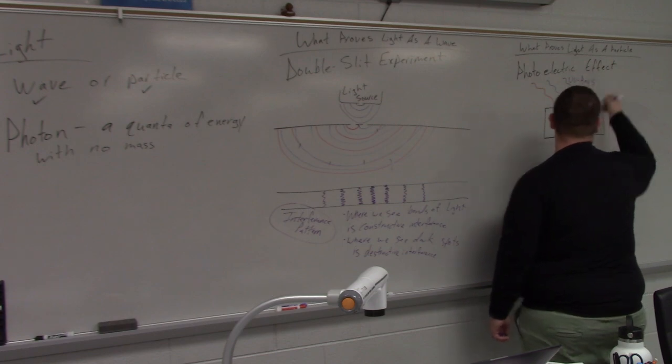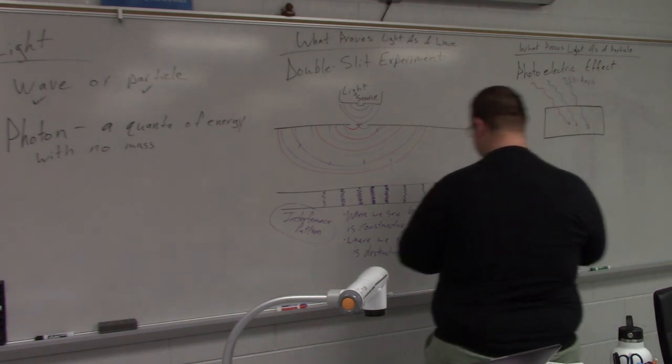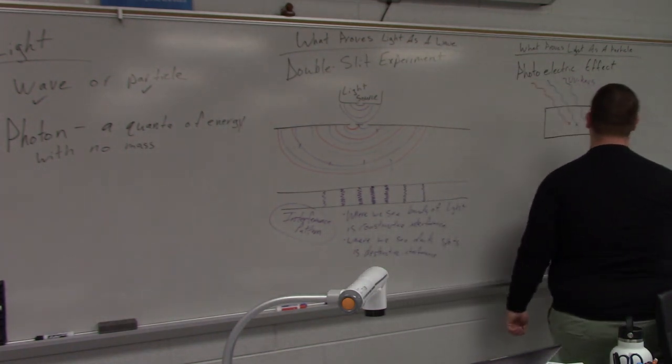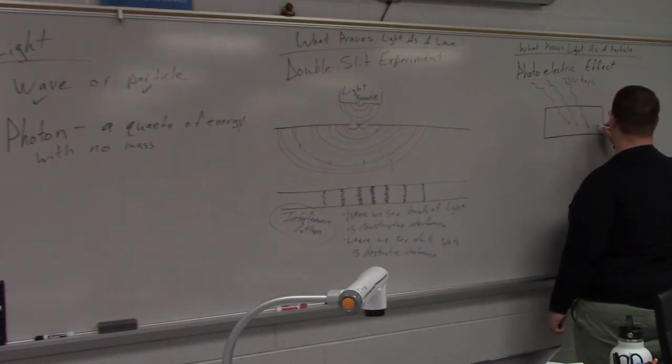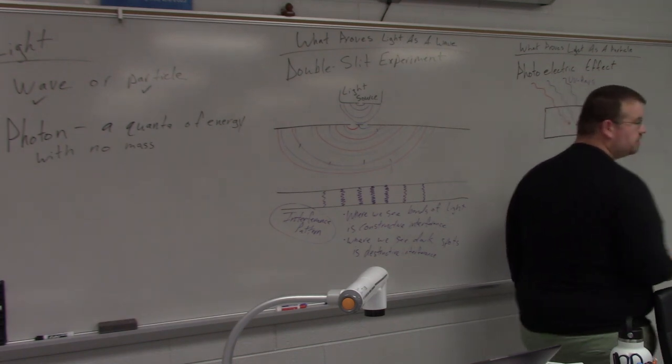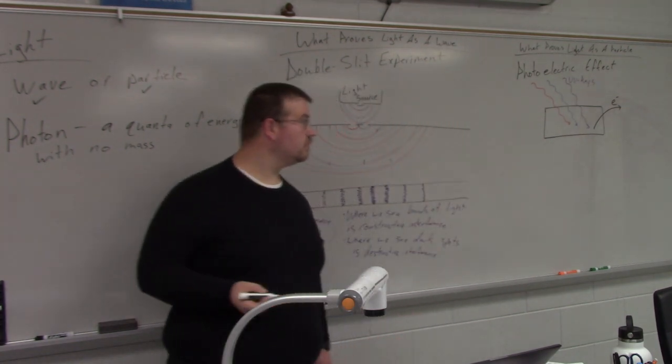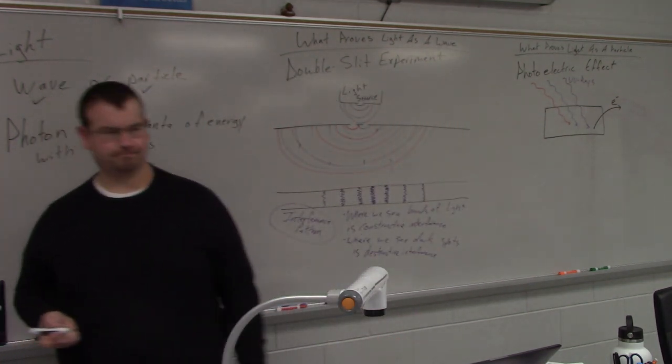You send UV rays onto the metal strip. Something weird happens. Out of nowhere, electrons start shooting off. Question to you, what is an electron?